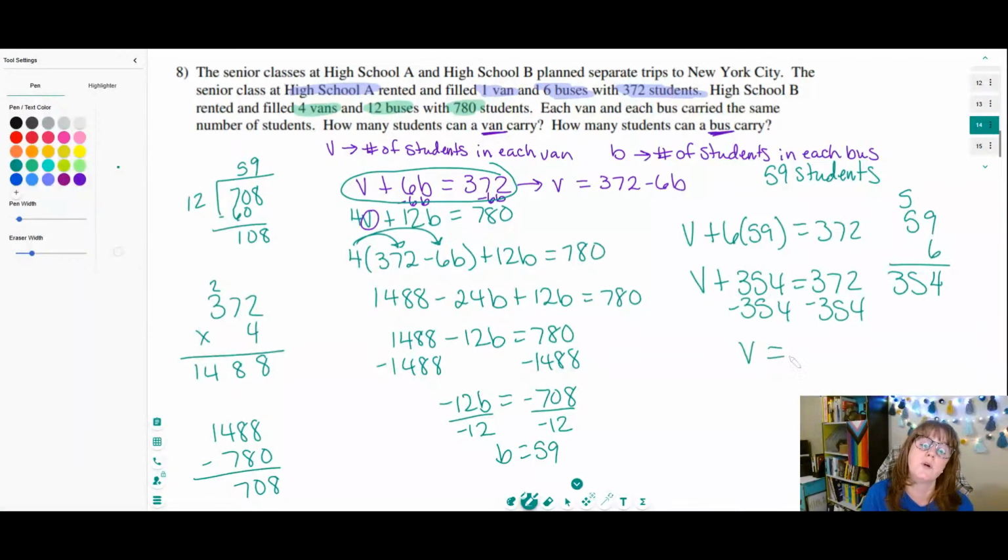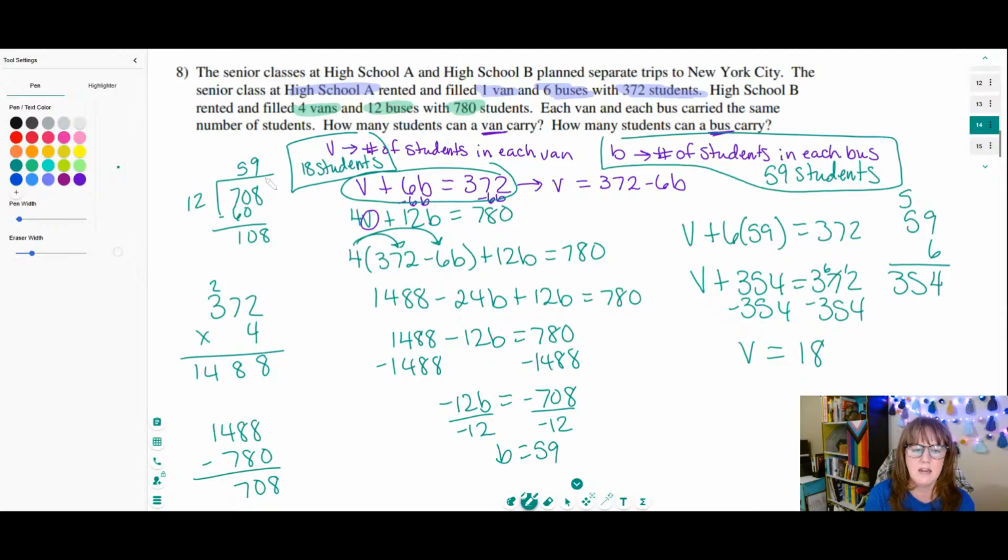These do take up a lot of room on paper, just FYI. Okay, so then it looks like we have 18 once we subtract that. So for the van, we've got 18 students. So that's 59 for the bus, and the van is 18 students. All right. So we figured out how many each type of vehicle can carry.